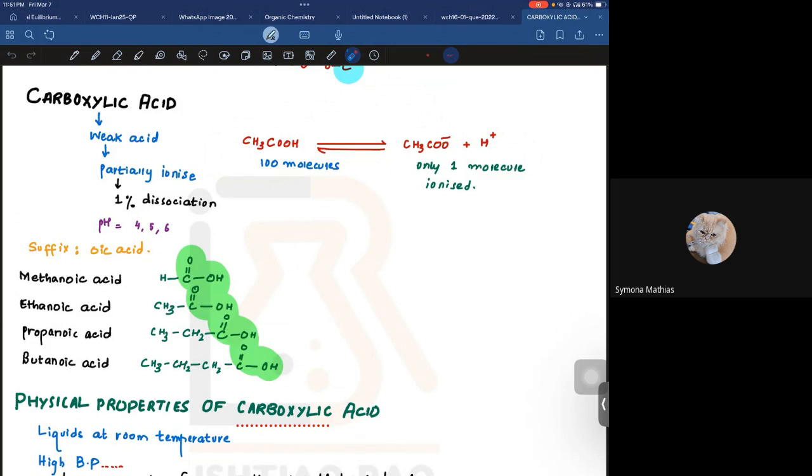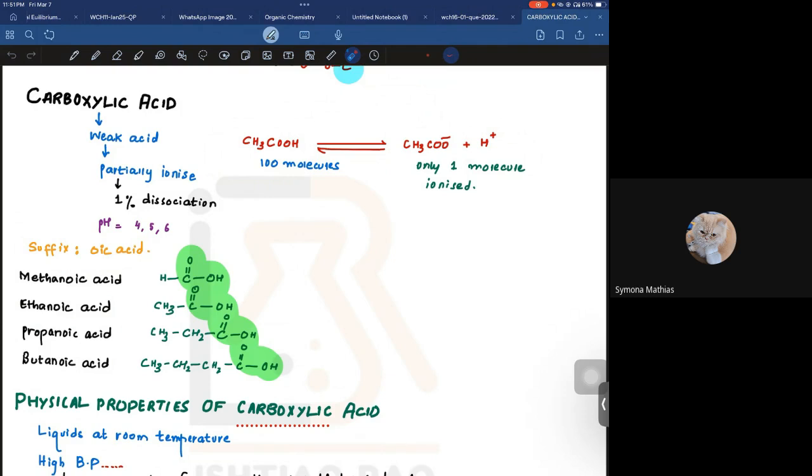Then we have some family members of carboxylic acid: methanoic acid, ethanoic acid, propanoic acid, and butanoic acid. The suffix for carboxylic acid is oic acid, basically.